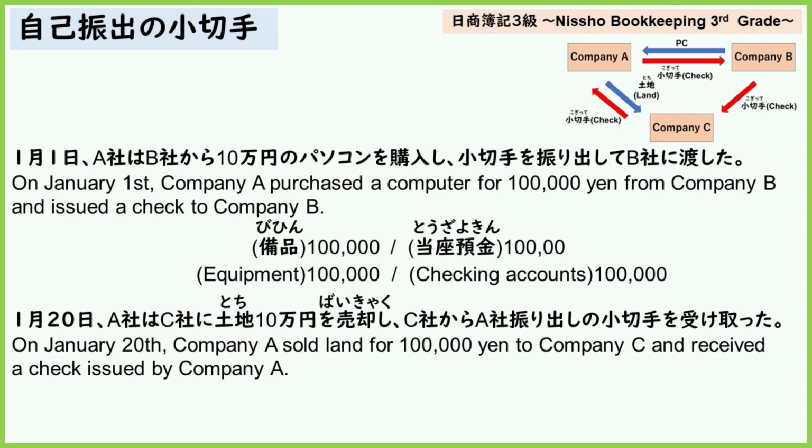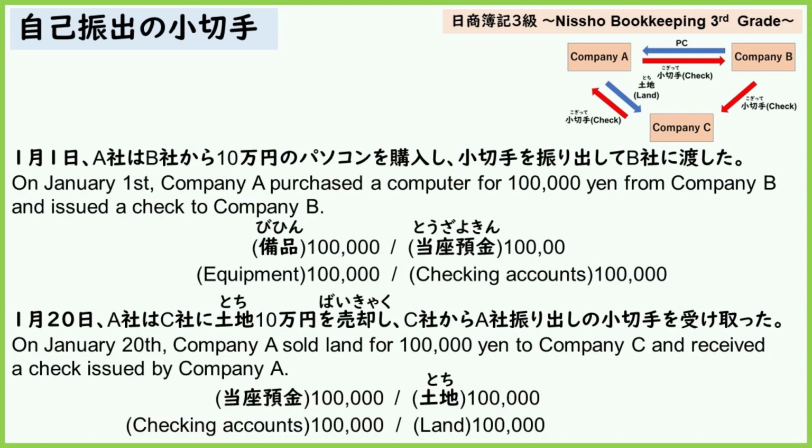Next, on January 20th, Company A sold land for 100,000 yen to Company C and received a check issued by Company A. The journal entry is as follows. Debit, checking accounts 100,000. Credit, land 100,000. The key point here is the debit entry being made to the checking account. When receiving a self-issued check, it's recorded as an increase in the checking account. This is because the decrease of 100,000 yen in the checking account on January 1st no longer occurs. Therefore, to cancel out the entry, we debit the checking account.